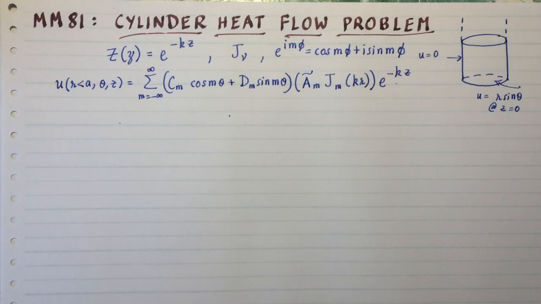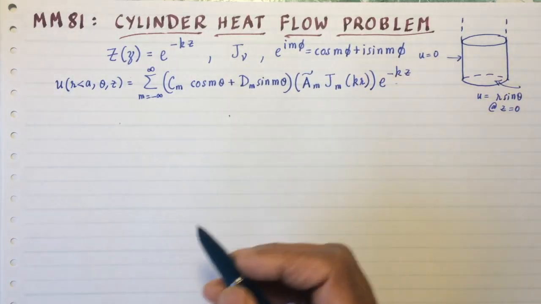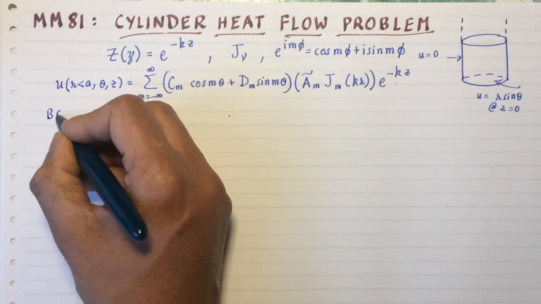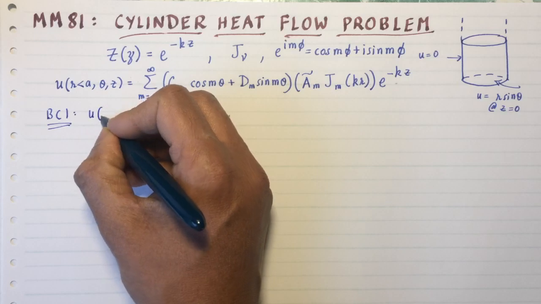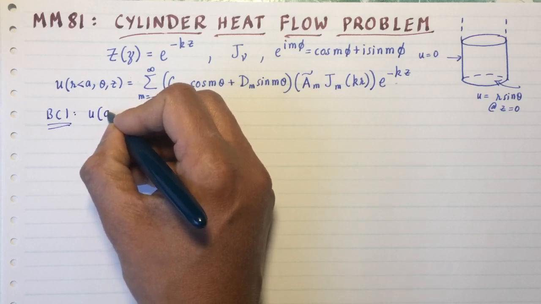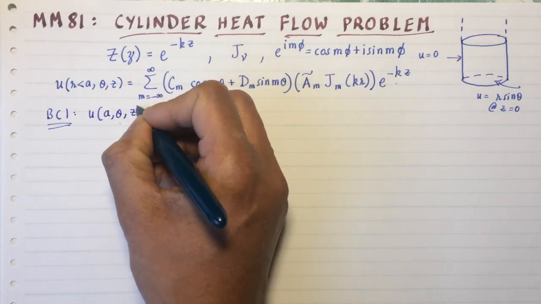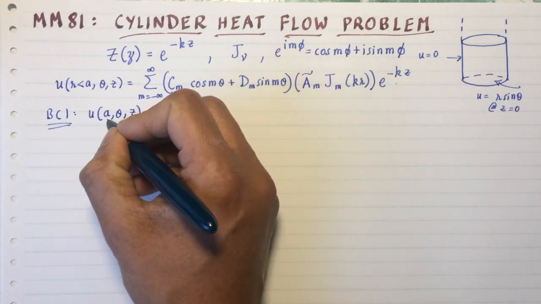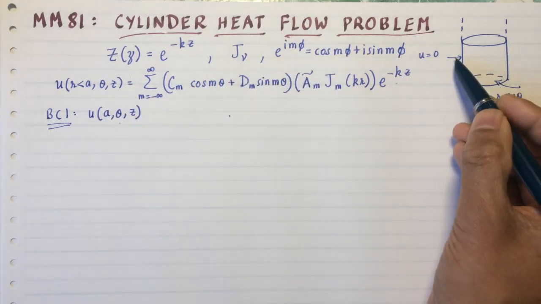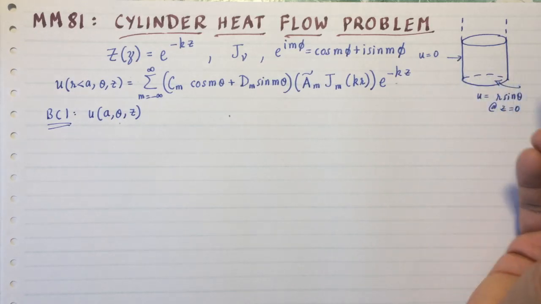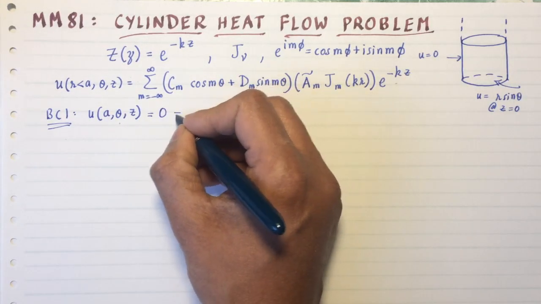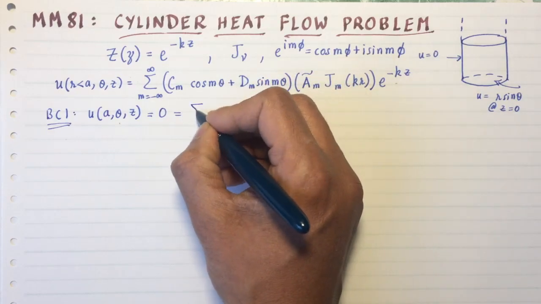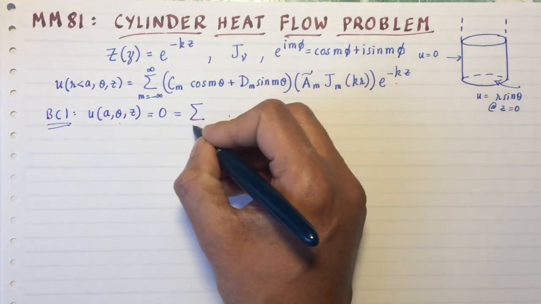Our entire purpose in this problem is to determine all these unknowns, the coefficients. So the first boundary condition that we have is that at any value of theta and z, at the radius rho equal to a, we have the temperature 0, because I've told you the sides are encased in ice. So it's like a calorimeter. Now, if you have this boundary condition, let's apply it.